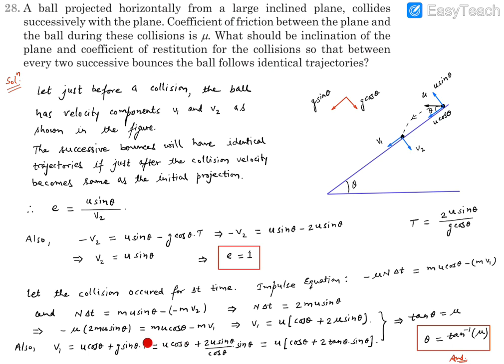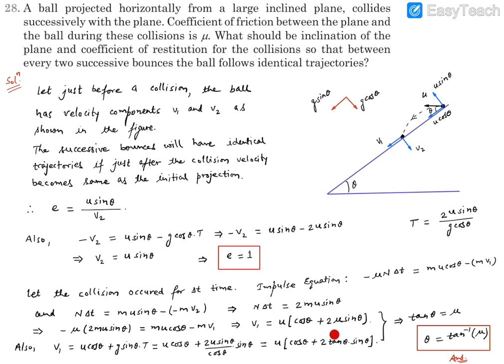Now u cos theta as such, and this t can be written from here. So gt is equal to 2u sin theta by cos theta. There was sin theta as well, so multiplying by sin theta, you can take u as common. Within the bracket it comes out to be cos theta plus 2 times sin theta by cos theta, which is tan theta, into sin theta. Now this is the expression of v1. This is also an expression of the same v1.